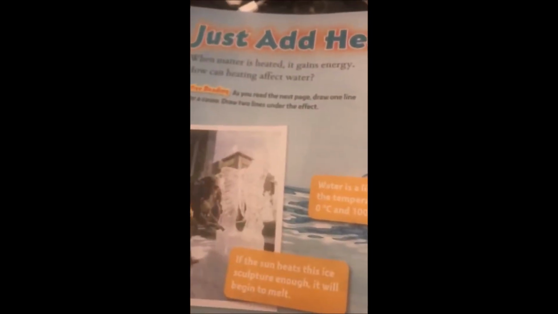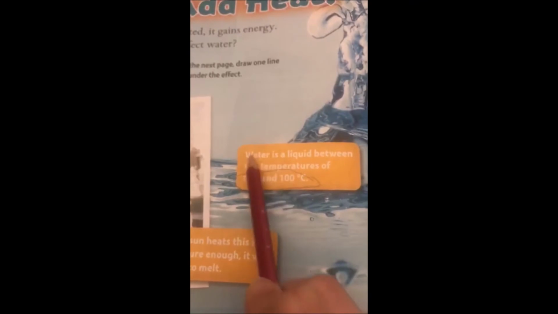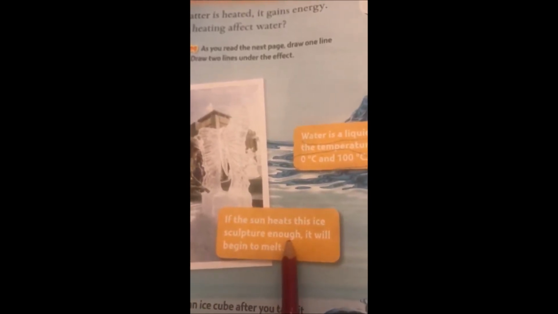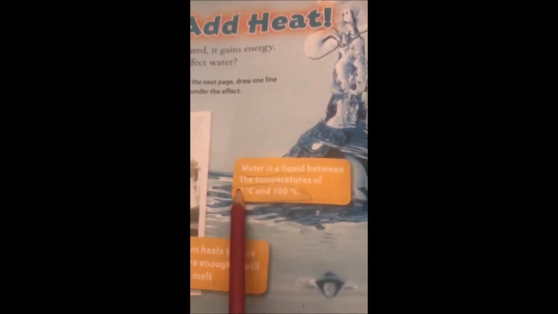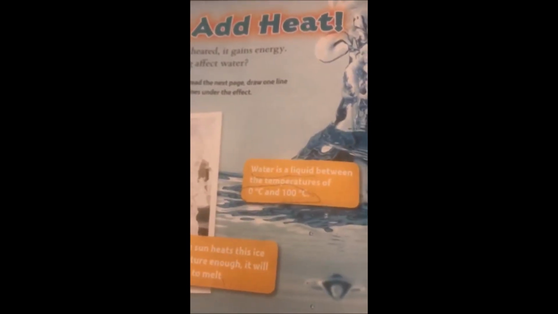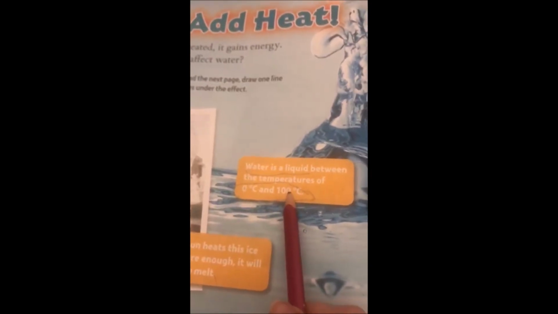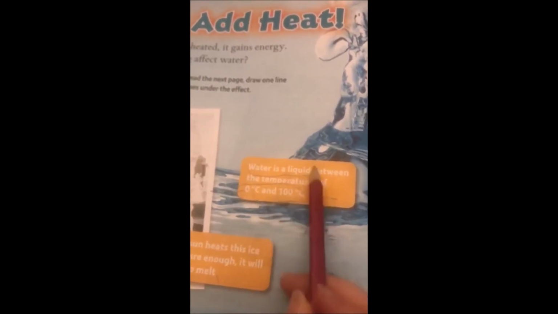In here, just add heat. They said water is a liquid between the temperatures of 0 degrees and 100 degrees. If the sun heats this ice sculpture enough, it will begin to melt. So from 0 Celsius to 100, the water is liquid. Below 0, going down to infinity, it's going to be ice, and from 100 upward to infinity it's going to be gas. So here are the two edges, and this is the medium one, which is the liquid.